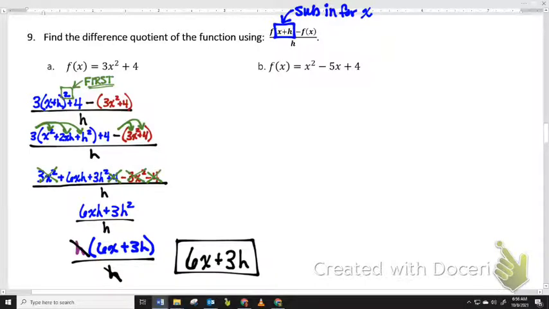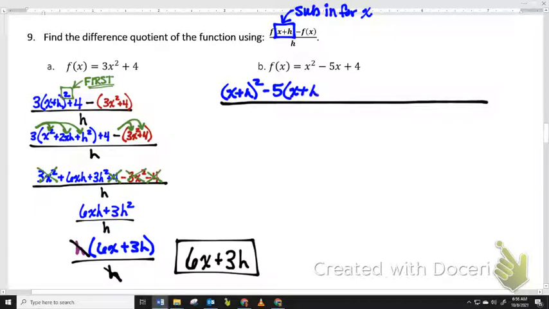So I need an enormous fraction for this, because what are we putting in the place of x for the first part? x plus h. So I'm going to have x plus h squared minus 5 times x plus h plus 4 minus, and then inside parentheses, because anytime you write subtraction and something goes after it, you need to put it inside parentheses, x squared minus 5x plus 4, all over h.